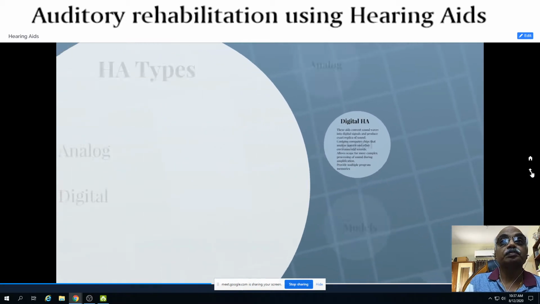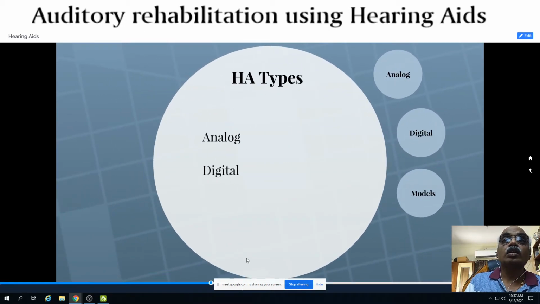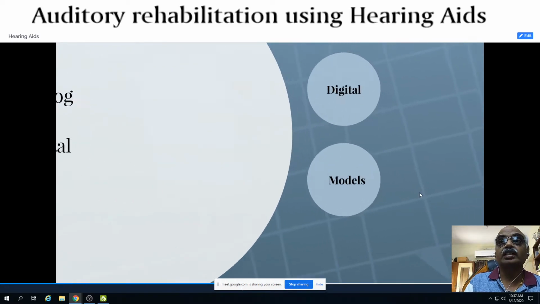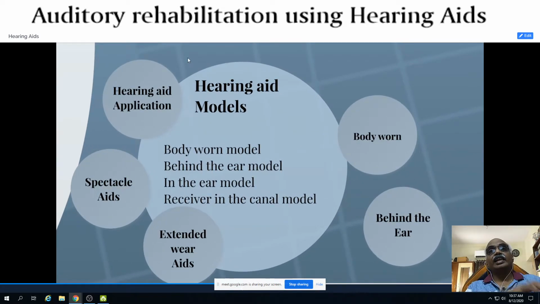Now, what are the base models of hearing aids available? The common model, which you would have seen people wearing, is the body-worn model, where the hearing aid per se will be within the pocket. Then the commonly used hearing aid currently is the behind the ear model, and then the more expensive in the ear model, or the receiver inside the external auditory canal model. These are the broad models of hearing aid which are commonly used.